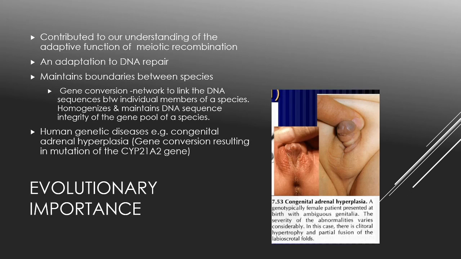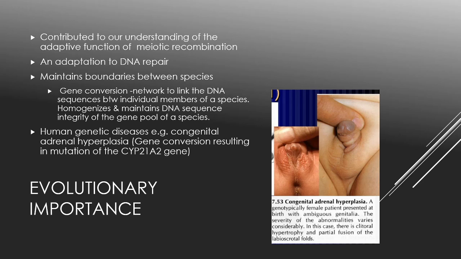Evolutionary importance. This contributed to our understanding of the adaptive function of meiotic recombination. It is also an adaptation to DNA repair. It maintains boundaries between species. Gene conversion is a network to link the DNA sequences between individual members of a species, and it homogenizes and maintains DNA sequence integrity of the gene pool of species so that it will not be tainted with other species' DNA.